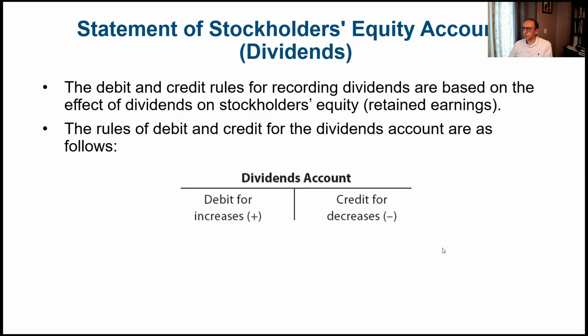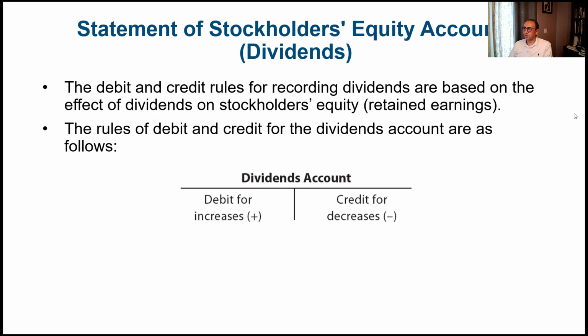How about dividends? Dividends also have a negative impact on stockholders' equity. Because of that, they follow the opposite direction of stockholders' equity. So you can see here that debit is the increasing side for dividends, and credit is the decreasing side. The debit and credit rules for recording dividends are based on the effect of dividends on stockholders' equity. And by the way, it's indirectly affecting retained earnings.